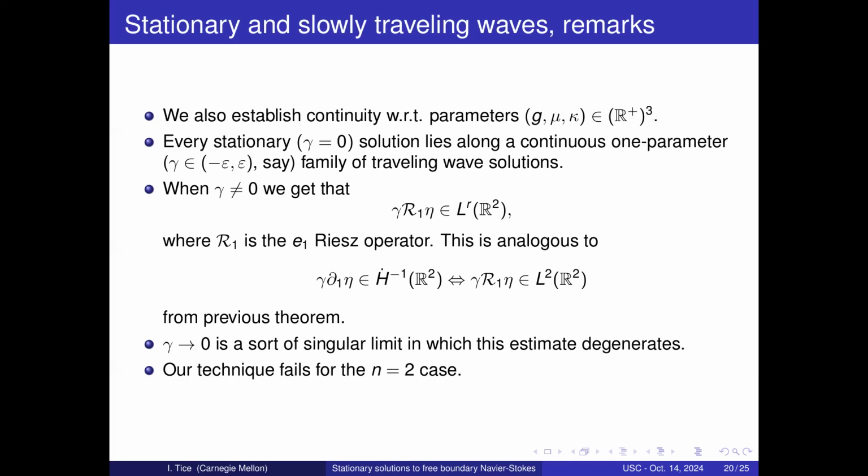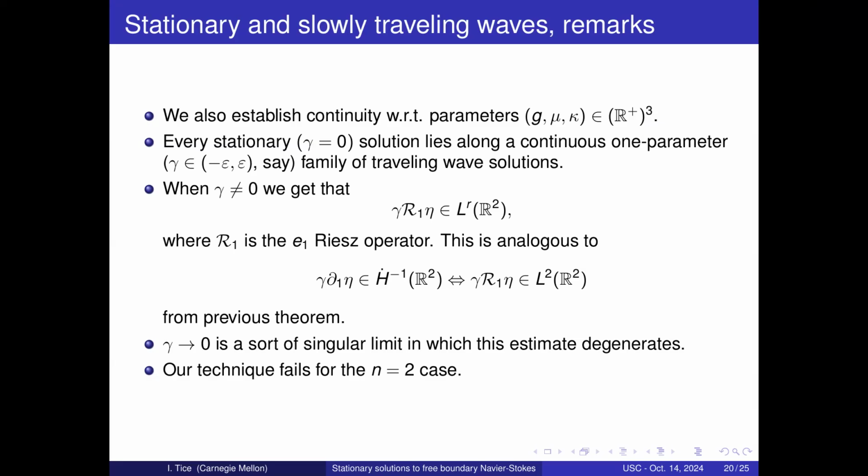Okay. One thing I want to point out though is that when gamma is not 0, when you're in the rest of this curve, we actually get a bonus estimate. So you can come back and do an a posteriori estimate in this context, and we will learn that gamma times the Riesz operator in the e1 direction, hitting the free surface, belongs to LR. And this might seem completely out of the blue, but we've seen this already in the sense that earlier I said that we were able to prove that gamma times d1 of eta was in h dot minus 1. And this is in the L2 based setting.